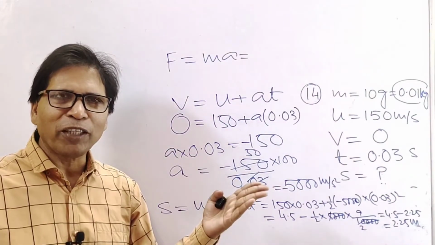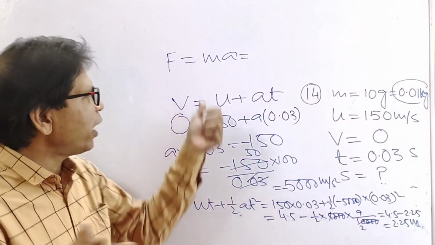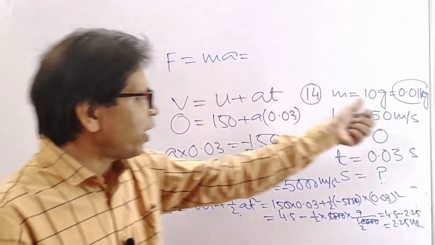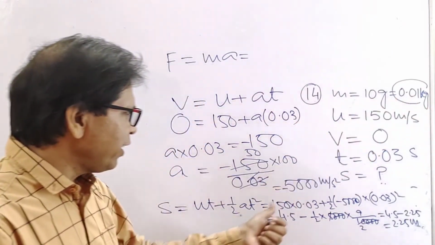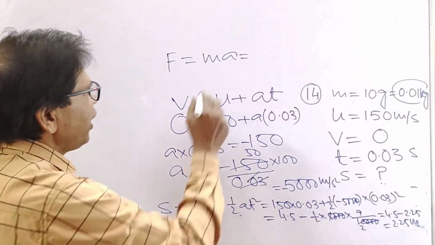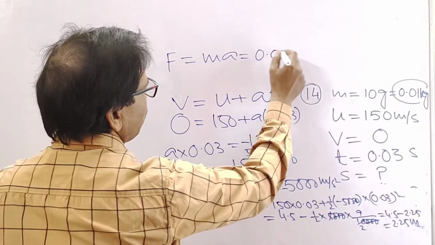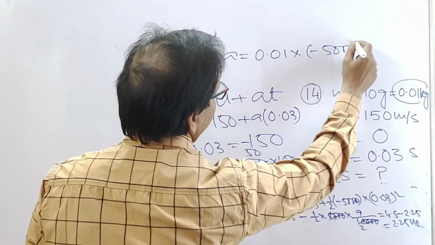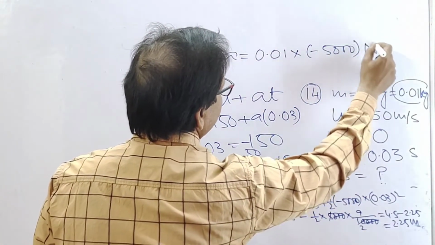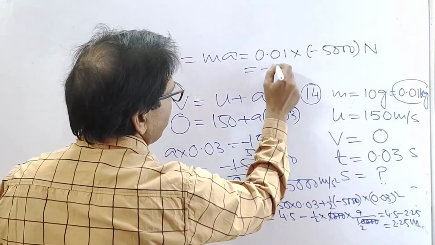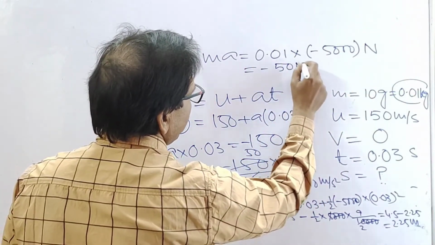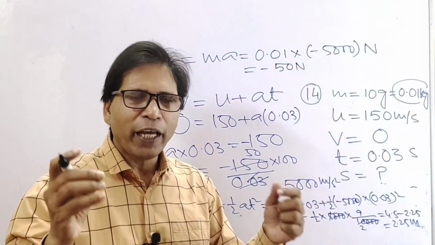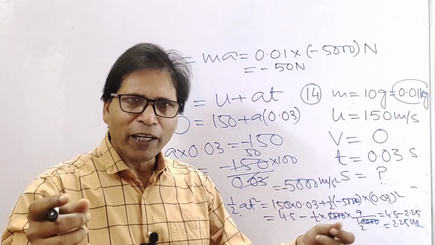Now we have to calculate force. Force is equal to mass into acceleration. Look at this, this is the mass and this is the acceleration. So here 0.01 into negative sign of 5000. So this is in Newton. Therefore, minus 50 Newton is the retarding force acting on the bullet by the wooden block.